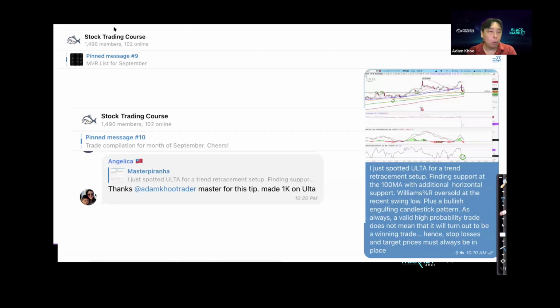So you can see this was posted here, and when I post a trade, I explain: just spotted the ULTA trend retracement setup, finding support at the 100 moving average with additional horizontal support. Williams is oversold at the recent swing low, plus a bullish engulfing candlestick pattern, and so on.